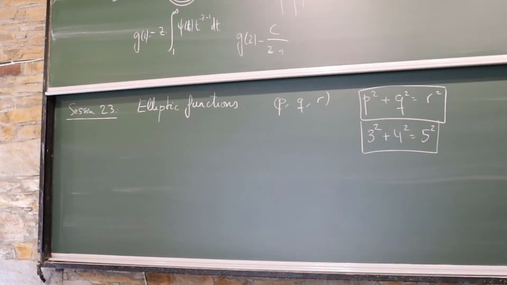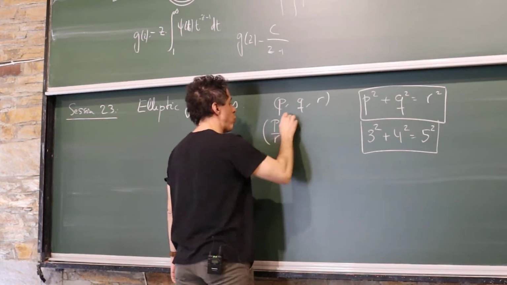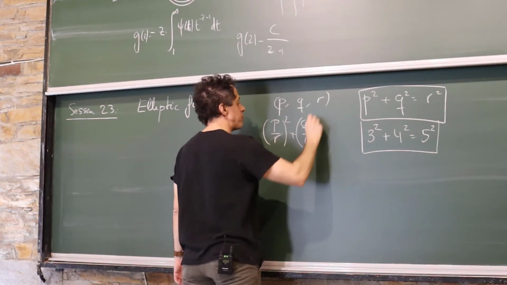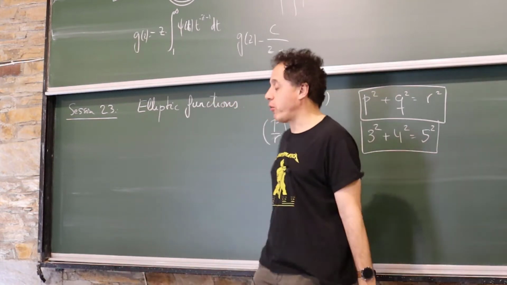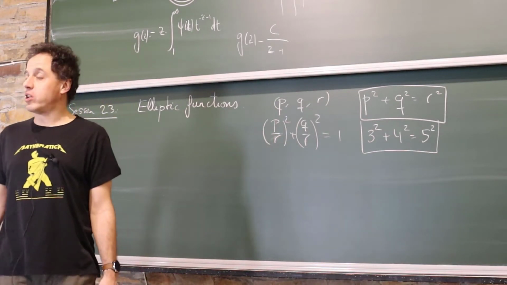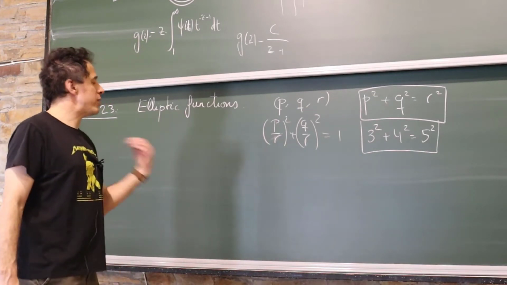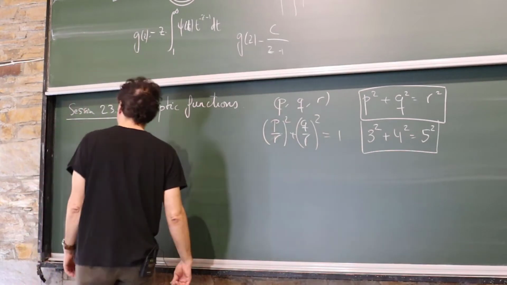Pythagorean triples correspond, of course, to right triangles having integer sides. How can we find all Pythagorean triples? The fact we have a Pythagorean triple means we know that p over r, q over r, the square. So the task of finding Pythagorean triples is the same task as finding rational points on a circle. So which points on a circle have rational coordinates? How can we find that?